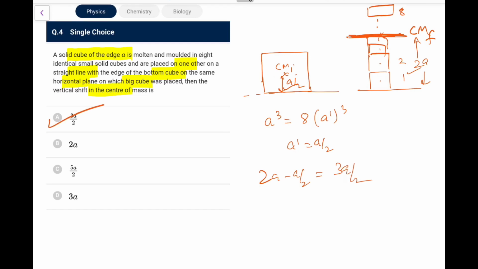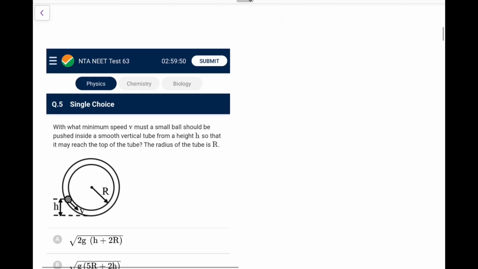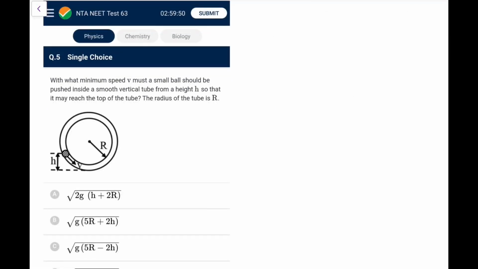You can make it out. Option A, we did it before also. Next, the 5th one.